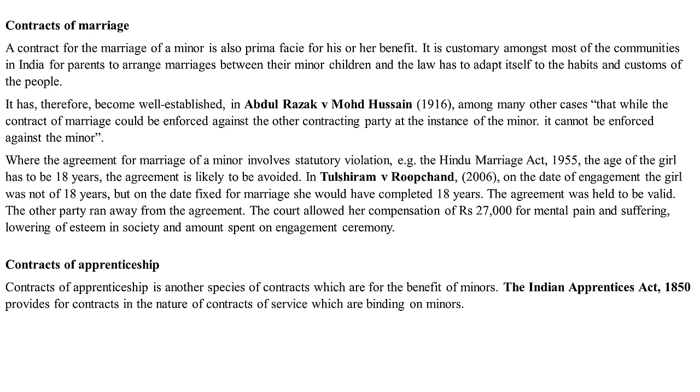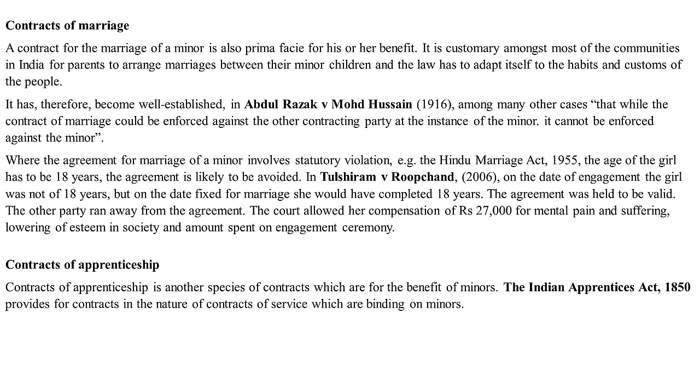enforced against the minor. And where the agreement for marriage of a minor involves statutory violation, for example, the Hindu Marriage Act of 1955, under which the age of the girl has to be 18 years, in such a scenario the agreement is likely to be avoided. For example, in Tulsi Ram versus Roopchand, on the date of engagement the girl was not of 18 years, but on the date for marriage she would have completed 18 years. Over here, the agreement was held to be valid. The other party ran away from the agreement, and the court thus allowed her compensation of Rs 27,000 for mental pain and suffering, lowering of esteem in society, and amount spent on the engagement ceremony.